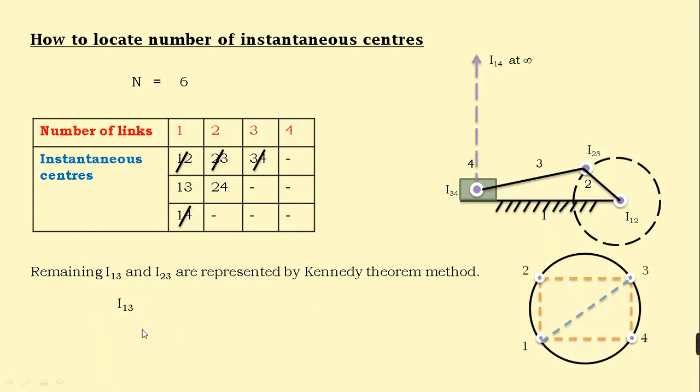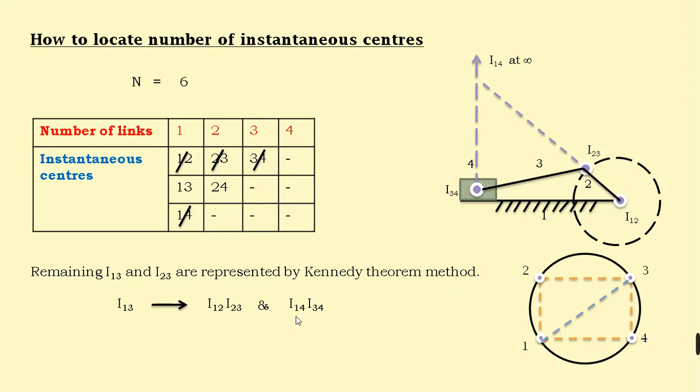So I will write that. For getting I13, we need to join two lines, that is I12 I23 and I14 I34. Now analyze the diagram. Where is I12? This is I12. Where is I23? This is I23. By joining these two and extending it.